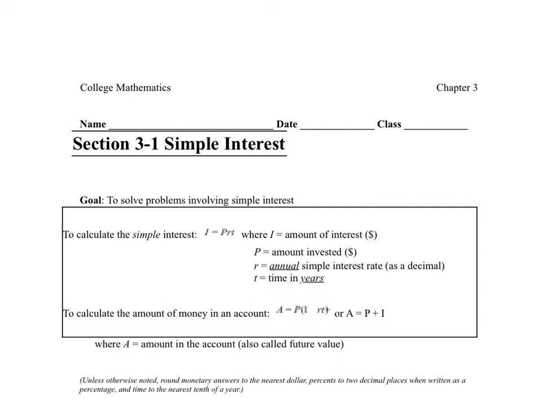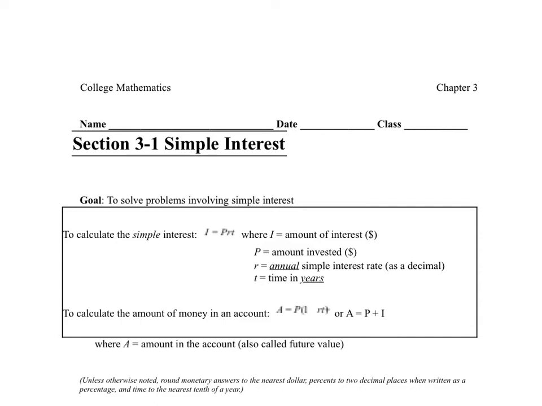As we begin Chapter 3, we will discuss simple interest. To calculate simple interest, your formula is simply interest is equal to principal times rate times time. Your principal is the amount invested. Your rate is your interest rate, and it will always be an annual simple interest rate, but you need to use the decimal form for it. And T is going to represent time in years.